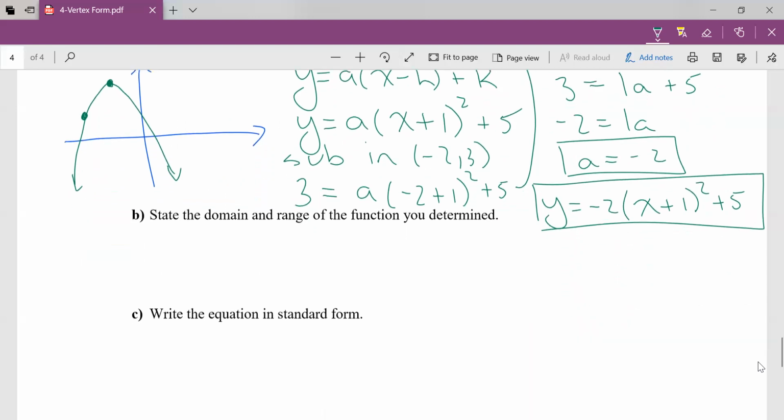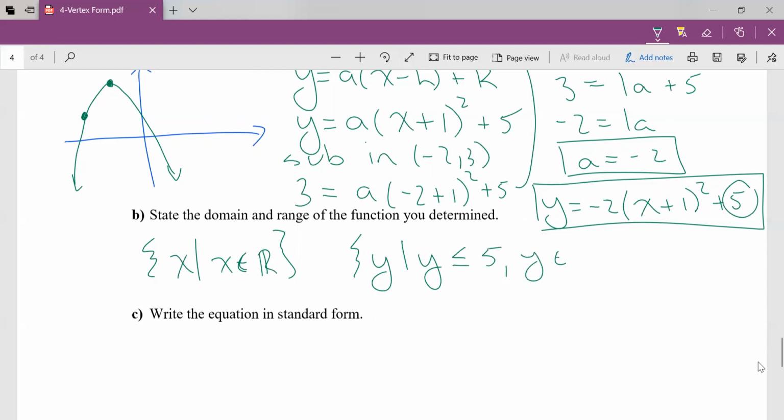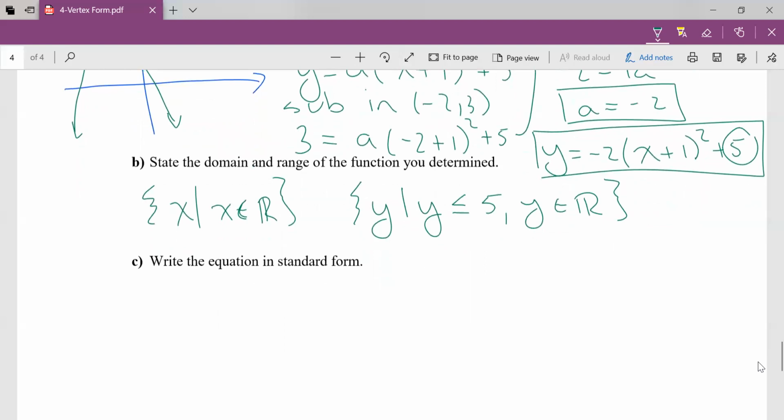Again, domain's the easiest question on your test, unless it's an application. It's the set of numbers x such that x is an element of the reals. The range depends on the k value. So this one has a maximum, so it's y is less than or equal to. Our max is at 5. Just like that. Boom.